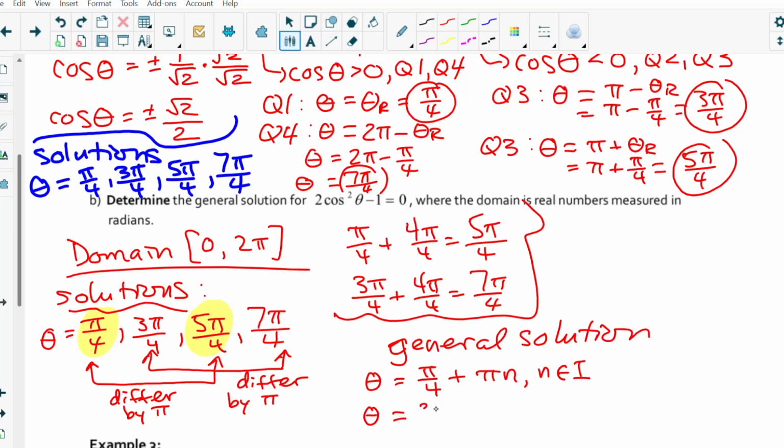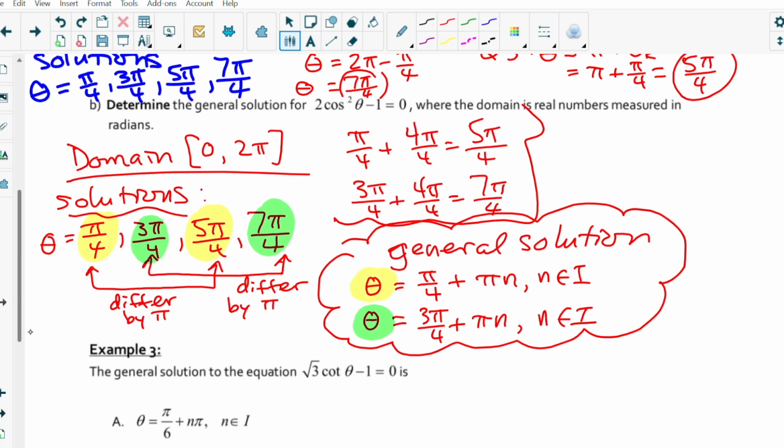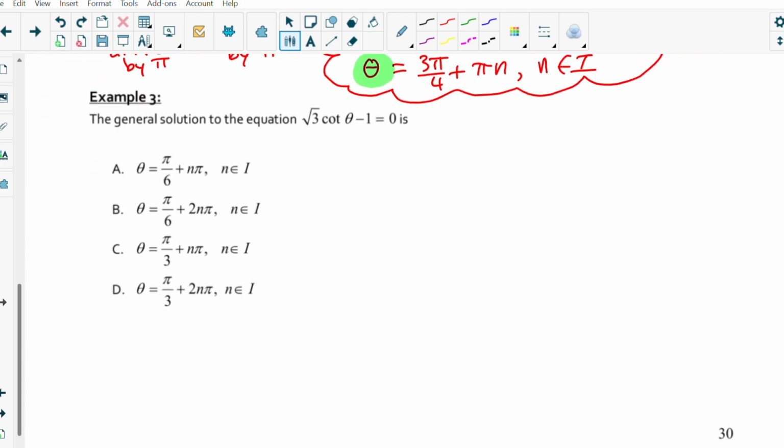And then I need to write 3 pi over 4 in terms of a general solution, which is 3 pi over 4 plus pi n, where n is an element of all integers, and that takes care of this set. Okay, so this set was taken care of by the yellow one, so my general solutions are right there. So we don't need to write all four of them with 2 pi because I have cases where they differ by pi radians. So let's be more efficient there, okay?